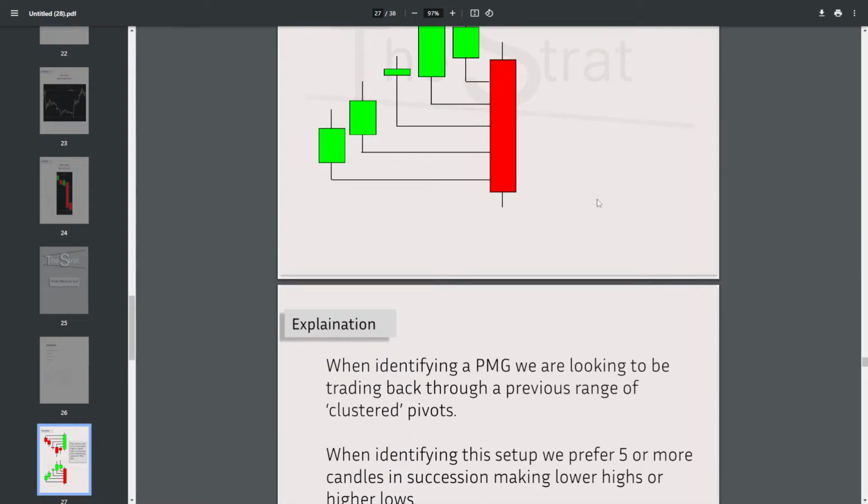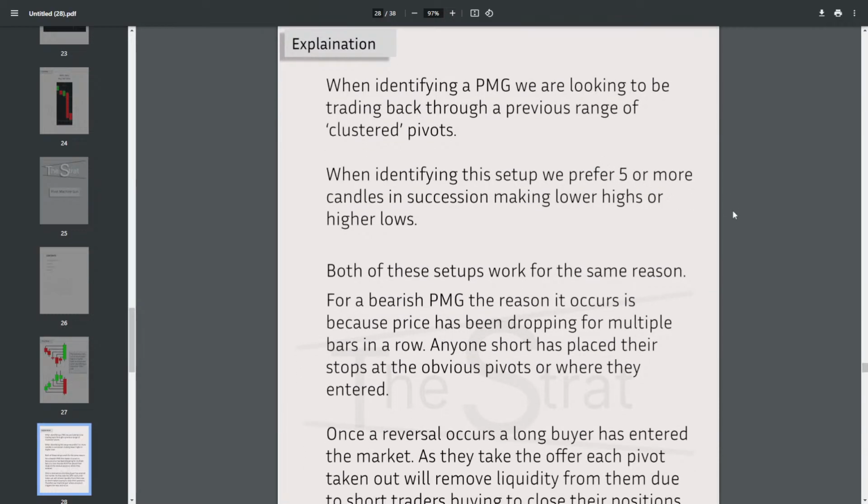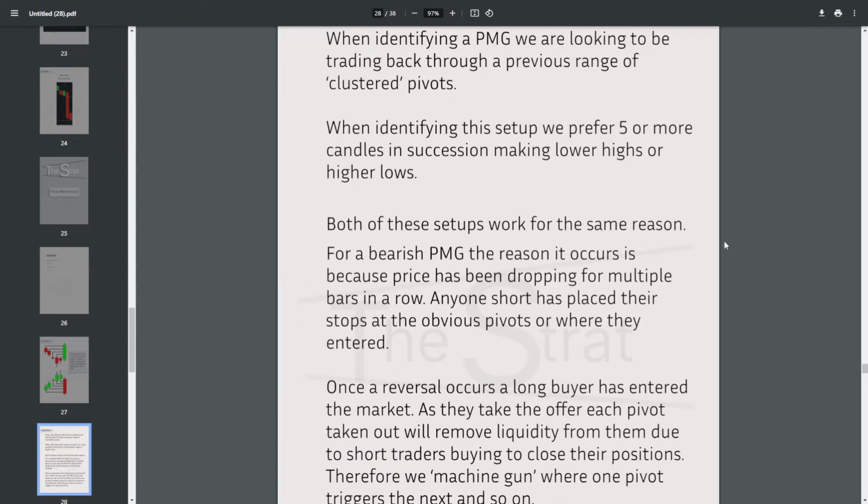So why does this happen? When we're identifying the PMG, we're looking to trade back through a previous range of clustered pivots that are close together. So when we look for this setup, we prefer 5 or more candles in succession, higher lows or lower highs. And both of these setups, up or down, work for the same reasons.